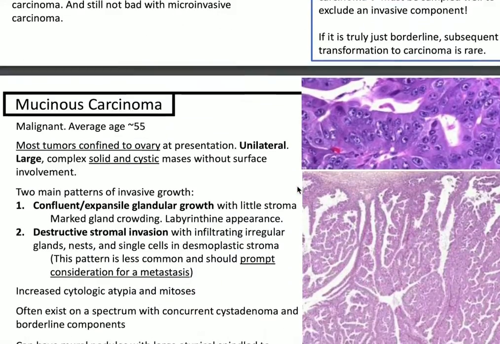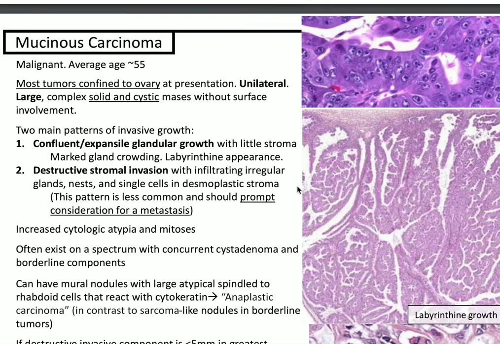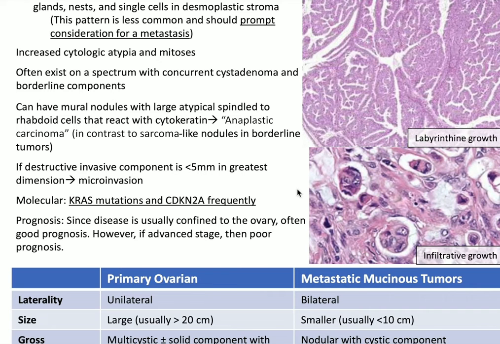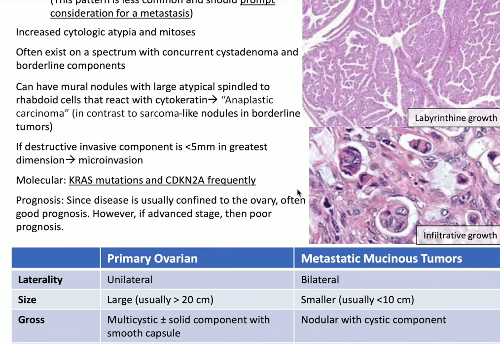Prognosis is generally good. Mucinous carcinoma has two patterns of invasive growth: confluent expansile glandular growth, and destructive stromal invasion. Usually it's unilateral and large, and you can have mural nodules with large atypical spindle to rhabdoid cells that react with cytokeratin, an anaplastic carcinoma, driven by KRAS mutations and frequently CDKN2A.